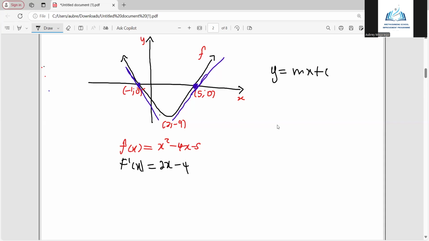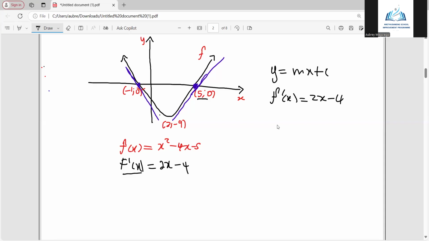What you're simply saying is that the first derivative of the function represents the gradient of the tangent at any point on the graph in terms of x. So in order to find the gradient of a tangent at this point, which is 5 and 0, you're going to say, okay, since you have f prime of x, which is equal to 2x minus 4, we said f prime of x is the gradient of a tangent. So to find the gradient of a tangent at a specific point, you have to know the point of contact of the tangent and the graph.